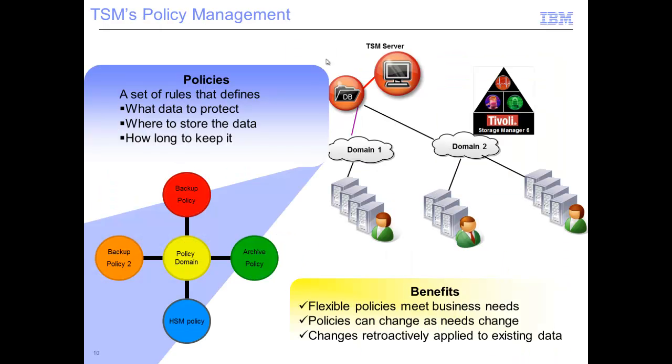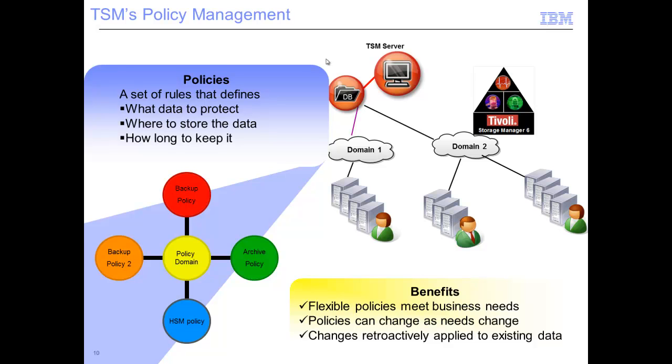Now, all of the backups and archives are managed by policies. And so the policies determine things like how many copies to keep, where to store it in the storage hierarchy, how long to keep it, what data to initially protect. Am I going to protect all data, or am I going to exclude certain JPEG files, or what do I want to keep and what do I not want to keep? So all of this is built upon policies. The policies are very flexible. You can change them as needed.